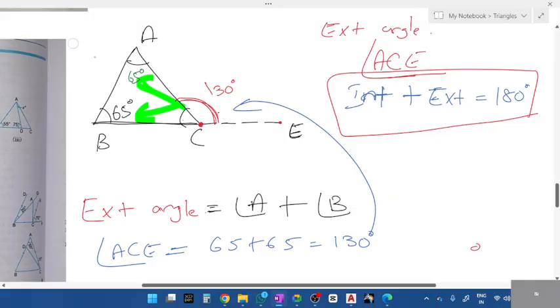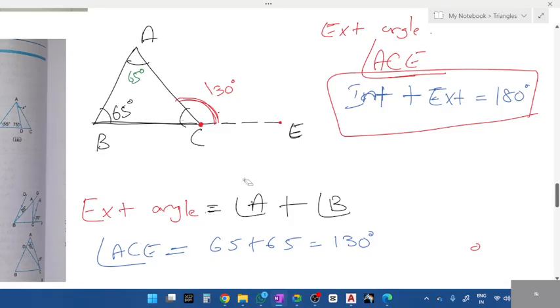There are two ways. You can directly use the exterior angle formula. Make a note of this formula. Interior plus exterior is 180, or directly you can use the exterior angle formula: exterior angle is equal to the sum of opposite interior angles. And everything depends on the straight line concept, 180 degrees.